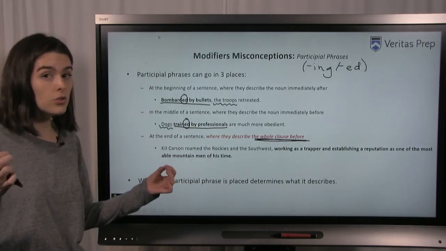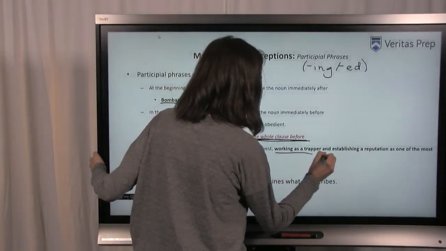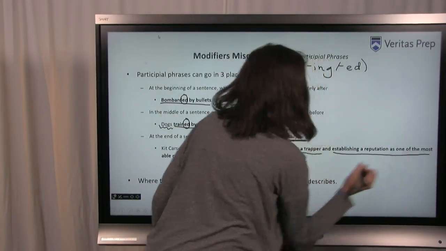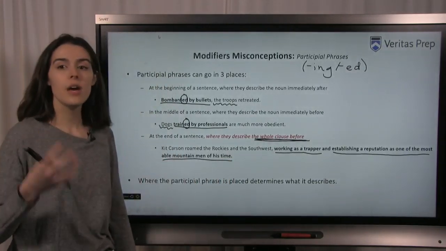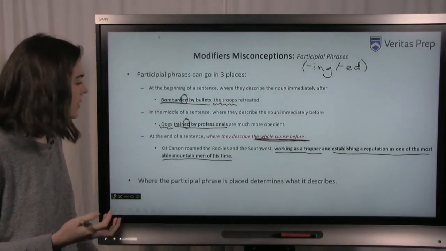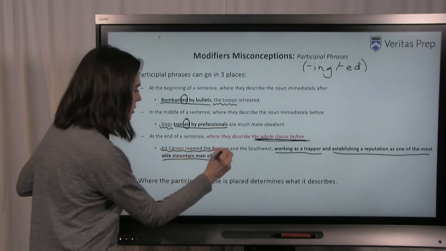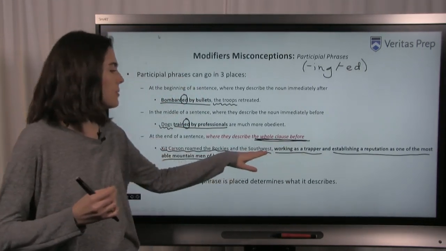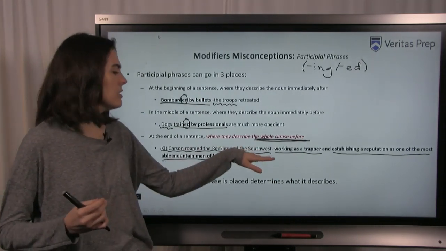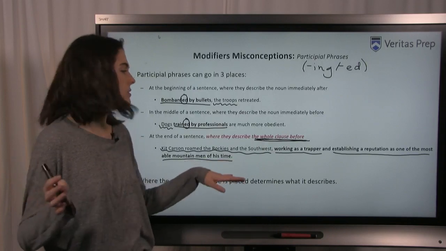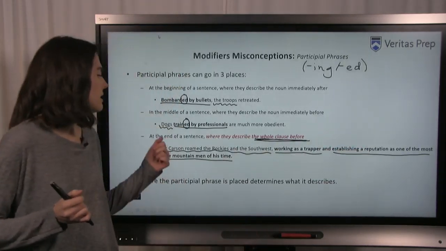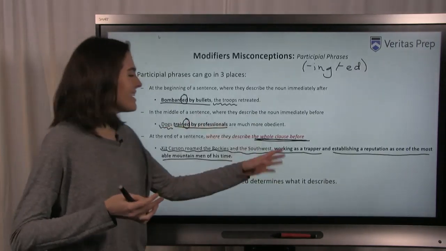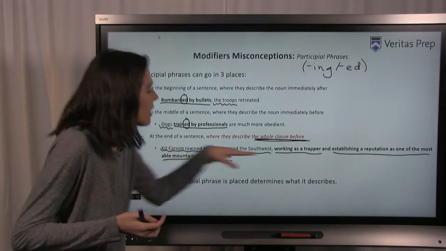Okay, so there are two modifiers happening here. Working as a trapper, and then establishing a reputation as one of the most able mountain men of his time. So what we're seeing here is that it's an action. It's describing Kit Carson while he's roaming the Rockies and the Southwest. Now, if we were to think it was the same as those, we would say, okay, working as a trapper describes the Rockies and the Southwest? That doesn't make sense. Those are mountains. Mountains don't work as trappers. They also don't establish reputations as mountain men because they're mountains, not mountain men, right? So what we are saying here is that these things describe that whole shebang.